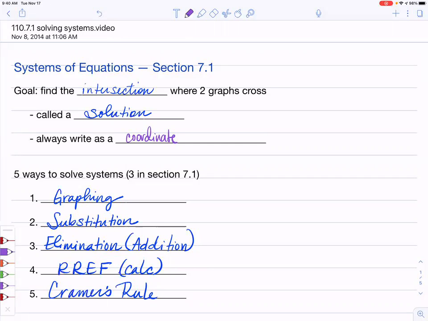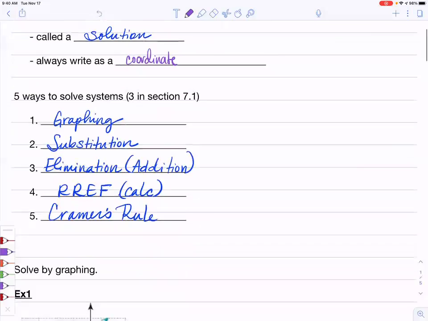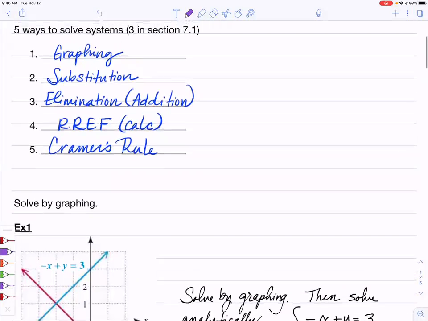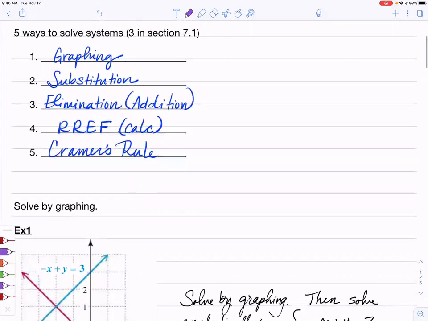There's 5 ways that we can do this. The first 3 all are going to be in this section 1, and that's graphing, substitution, and elimination or addition. Hopefully those kind of ring a bell, like I go, I've heard those before. Okay, and we'll go pretty quickly through those. Number 3, it can either be called elimination or addition, and I'll explain why that's the case as we go through.